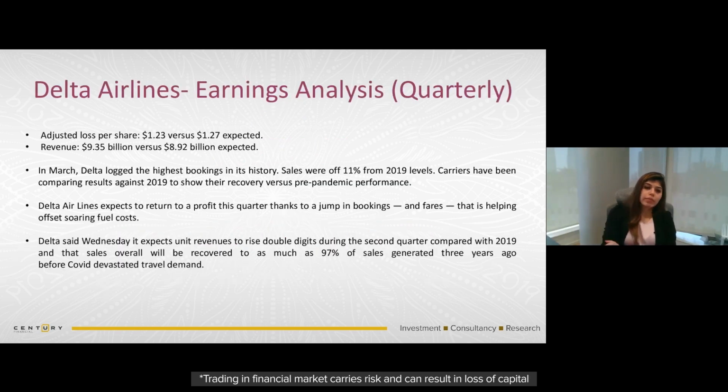Now, this is just an example. Recently, Delta Airlines came out with their earnings, and the company actually reported a loss of $1.23 per share. Delta Airlines actually reported a loss. So I'll just do a poll right now. When Delta Airlines reported a loss, what do you think happened to the stock price? Did it actually gain after the earnings or did it fall? Let me share this poll and let me see what you believe.